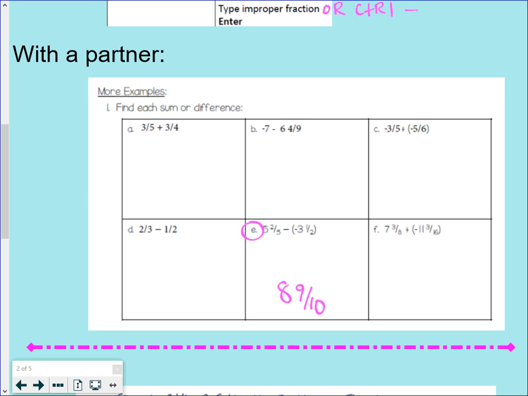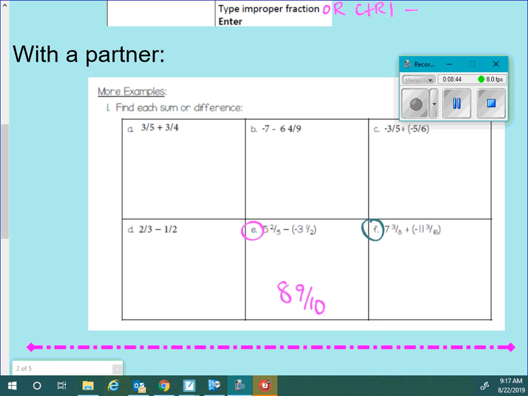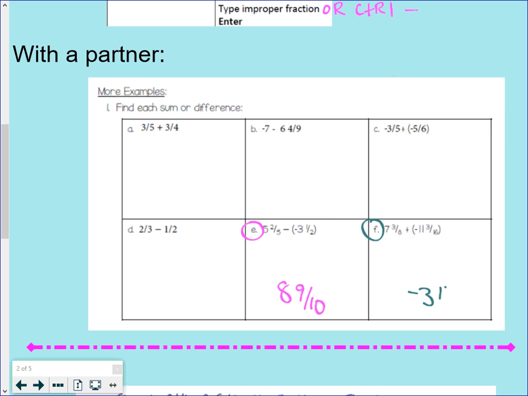Does anybody have a question or need to clarify anything? Okay, let's try another one. Let's do F. All right, let's check letter F. And what did you get for your final answer? -3 and 13/16. Good. How are we feeling? Good. We're good? All right.